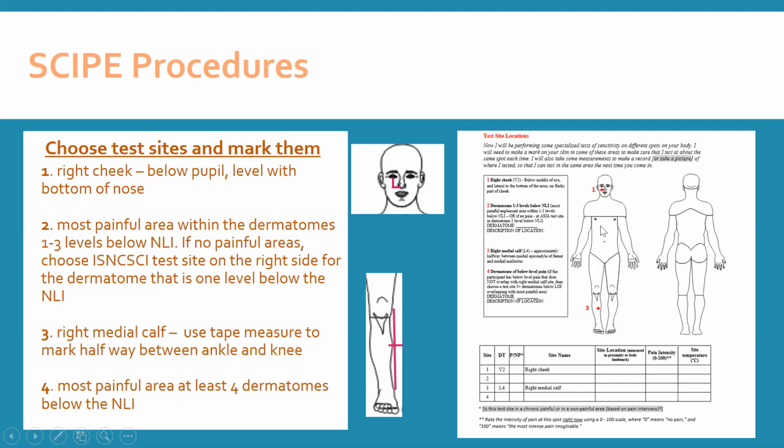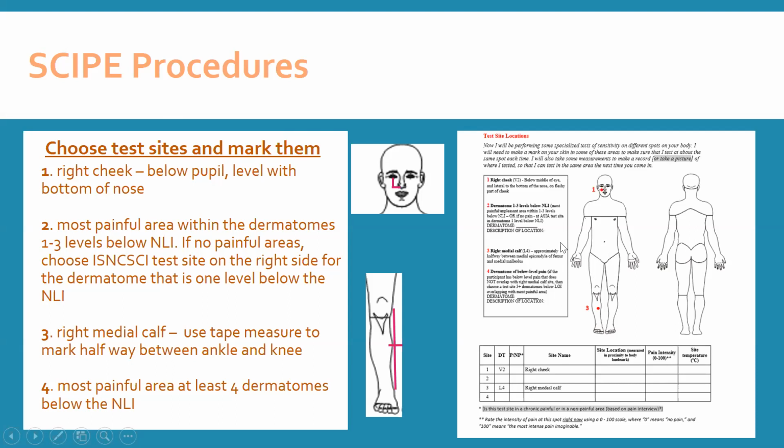And you want to mark these sites on the body. So you would use a pencil to mark where site number 2 is and label it as number 2. You might want to describe the location. You want to put the dermatome where it is located and describe the location. You may have said, oh, it's 4 inches lateral to the belly button in the T10 dermatome. That's where I tested.